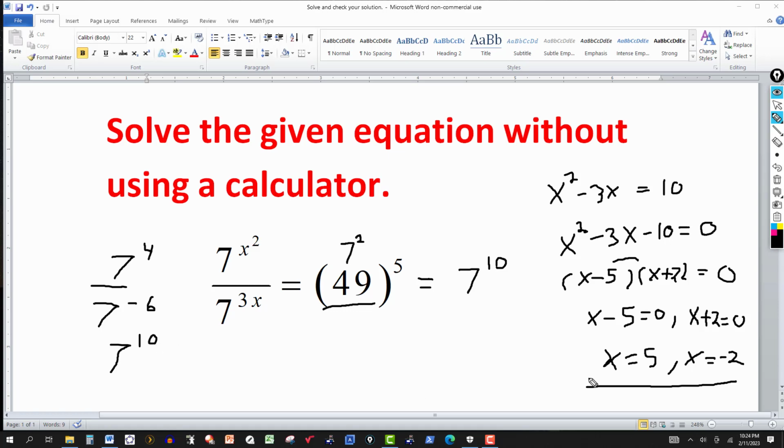That checks out. So this is the way we solve this equation without using a calculator, and how we can check.